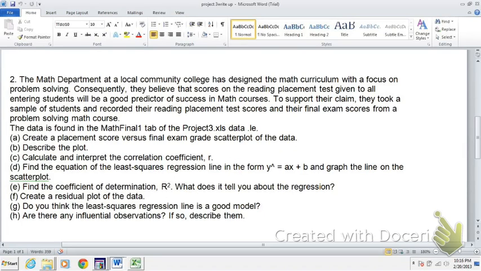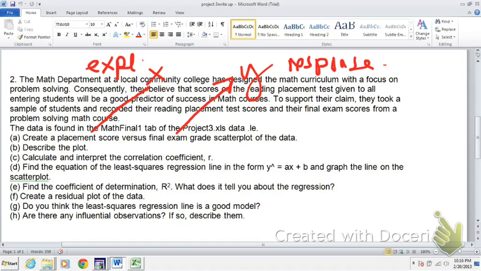I'm just going to highlight here, even though it doesn't blatantly say it, I'm sure you're imagining that the placement score is our X data and how you perform on the final exam is our Y. In fancier words, that would be our explanatory variable versus our response variable, or you could say independent versus dependent. So let's start off, take a look at the data.